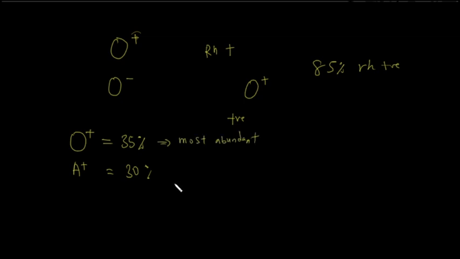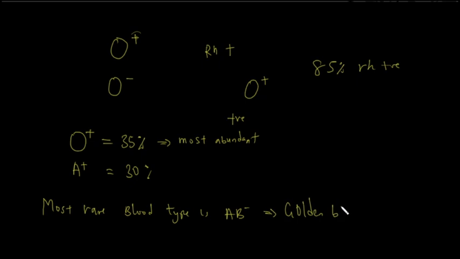Now, just note, the rarest blood type, the most rare blood type, is AB negative. This is what we call the golden blood. What did I call this? The golden blood.